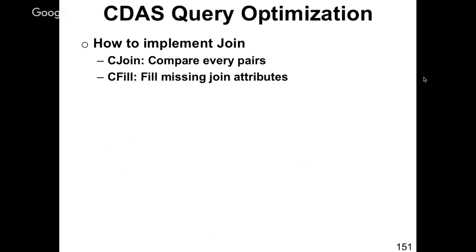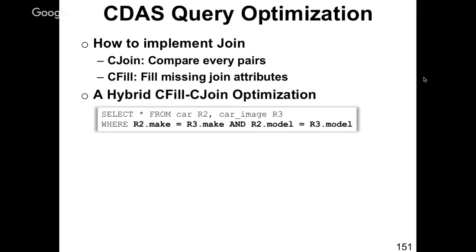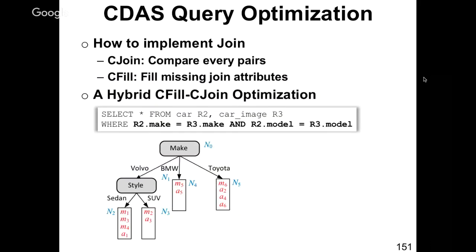And for the join predicates, there are two ways to implement them. The first one is to compare every pair, and the second one is to fill the missing join attributes and then use a machine-based way to join them together. The innovation of CDAS is a hybrid CFIL and CJoin way. The idea is that it judiciously selects some attributes for filling.